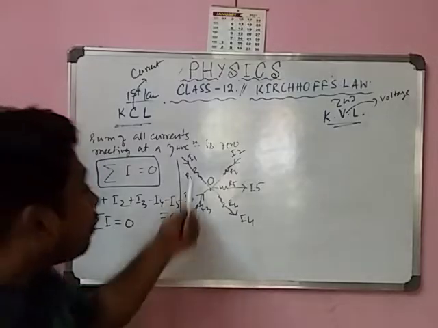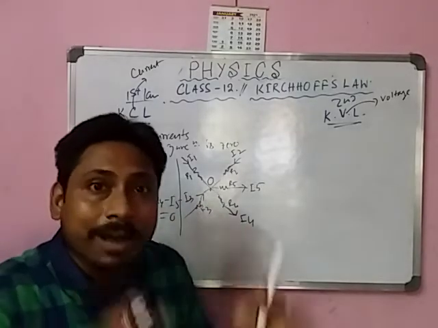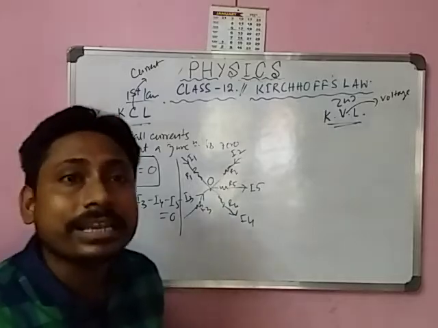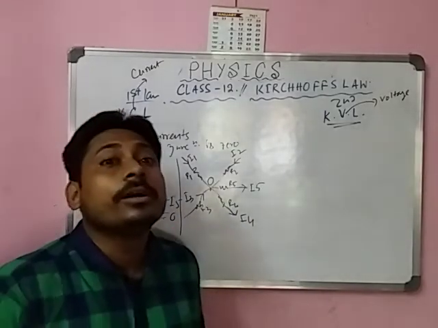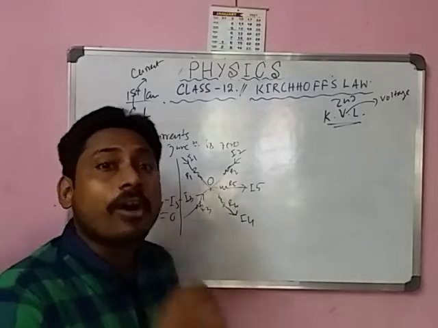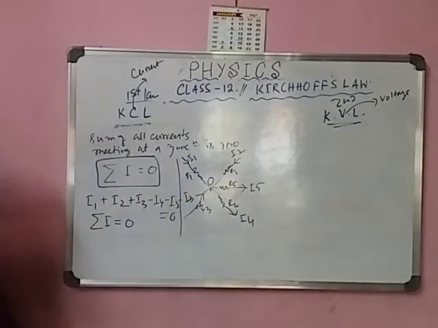Say with me: the sum of all currents meeting at a junction is equal to 0. Say it four times.